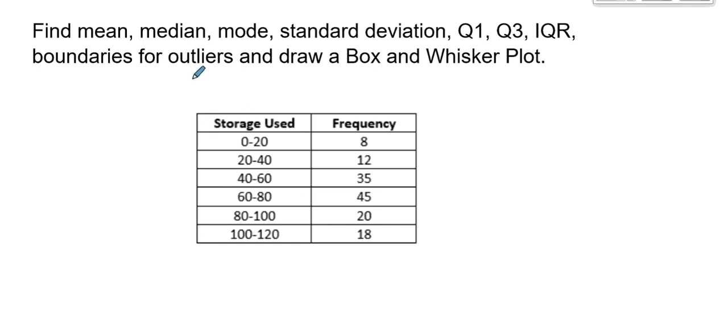What we need to do is find the mean, the median, the mode, standard deviation, Q1 and Q3 so we can find the IQR. We need to do an outlier check, and we're going to draw a box and whisker plot.